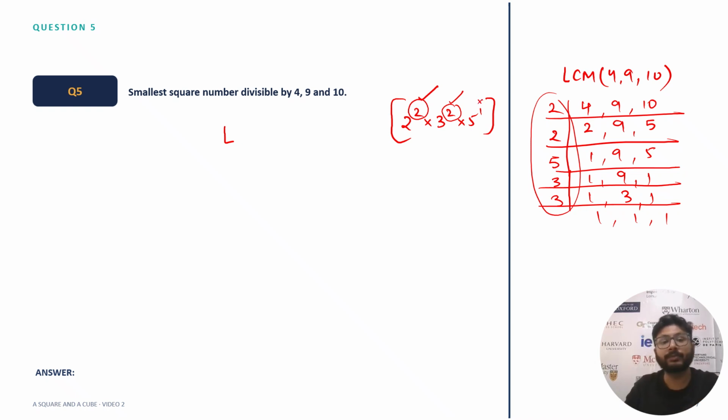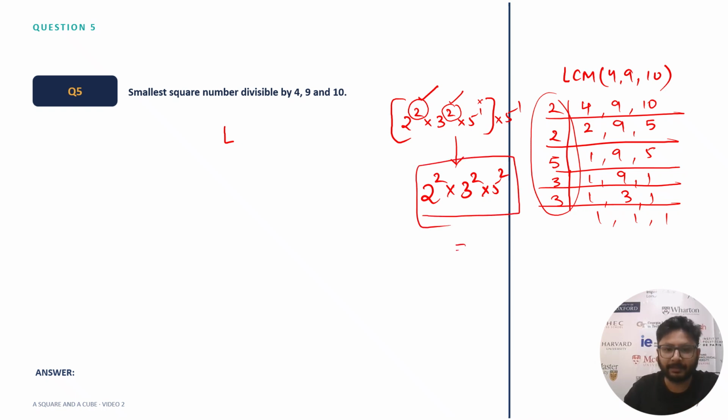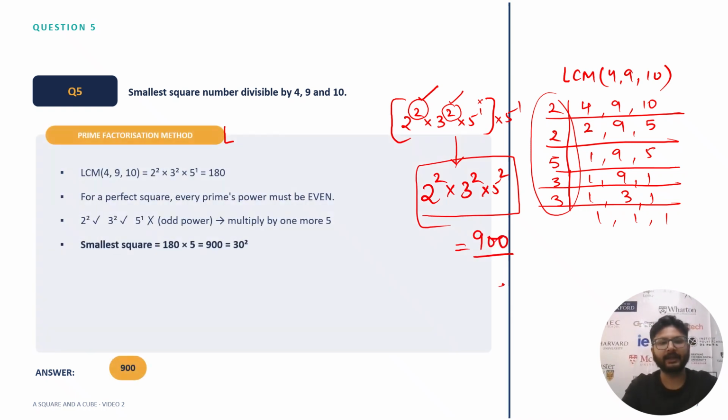So what I need to do to make it the smallest square number? Can I say if I multiply 5 to it, I'll be able to transform this number in this particular format. Now it is allowed. Now it is a perfect square because all the powers of the prime factors are divisible by 2. So basically, this is the number that they are talking about. This is nothing but equal to 900.